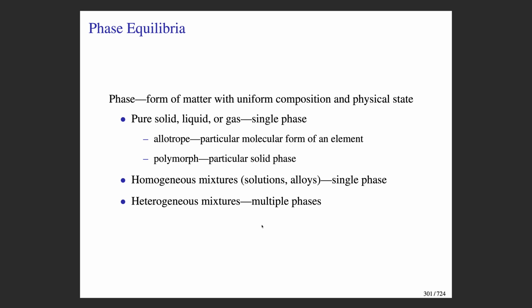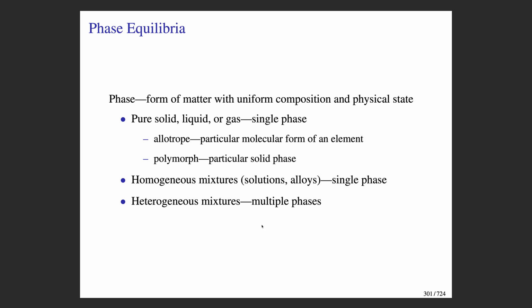Related terms to this, the term allotrope refers to a particular form of an element. So if you're talking about oxygen, you might be referring to diatomic oxygen or possibly ozone, O3. Those are different allotropes of oxygen. And then different solid states of the same substance are called polymorphs. So for example, there's multiple types of, let's say ice, for example.